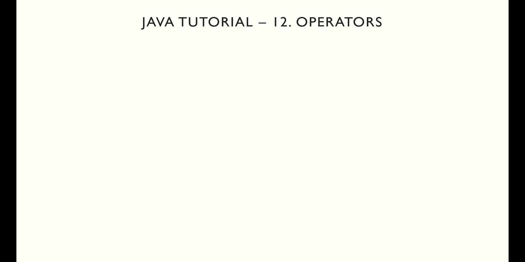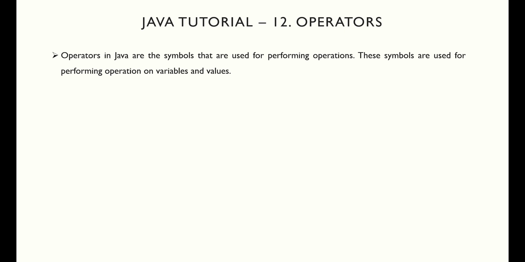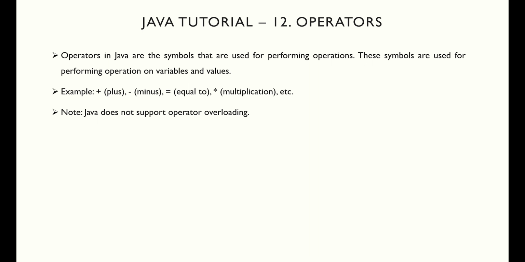What are operators in Java? Operators in Java are the symbols that are used for performing operations. These symbols are used for performing operations on variables and values. Example: plus, minus, equal to, multiplication, etc. Note, Java does not support operator overloading.